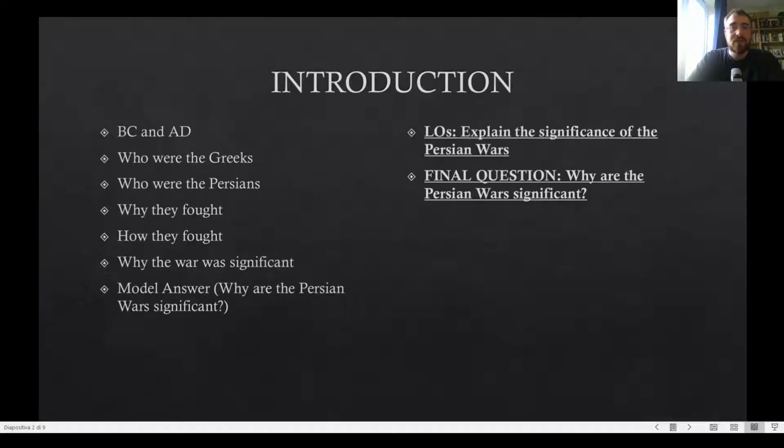In particular, we'll be looking at the following points: the difference between BC and AD, which we will need to know if we want to survive this term. Then we'll see who the Greeks are, who the Persians are, why they fought, how they fought, and finally why the war was significant. At the end, I will give you a model answer to today's question, which is, why are the Persian Wars significant? Meaning, why are we studying this thing 2,500 years after the events?